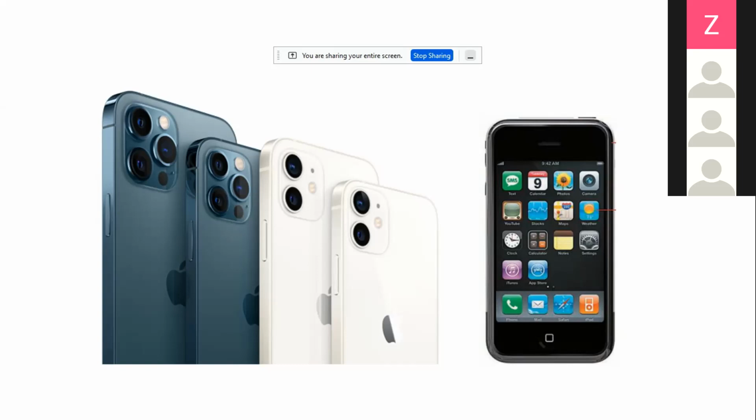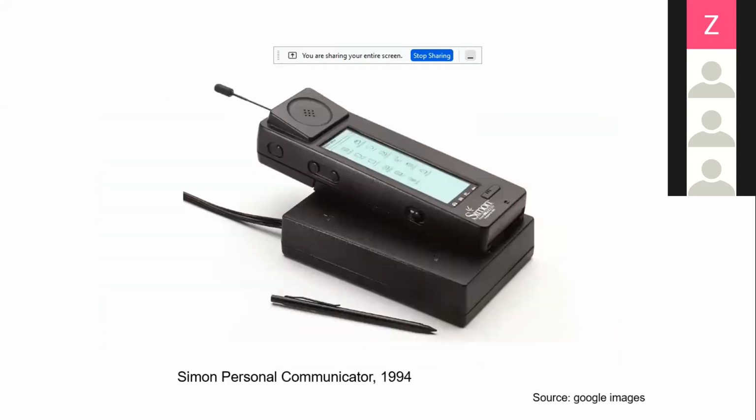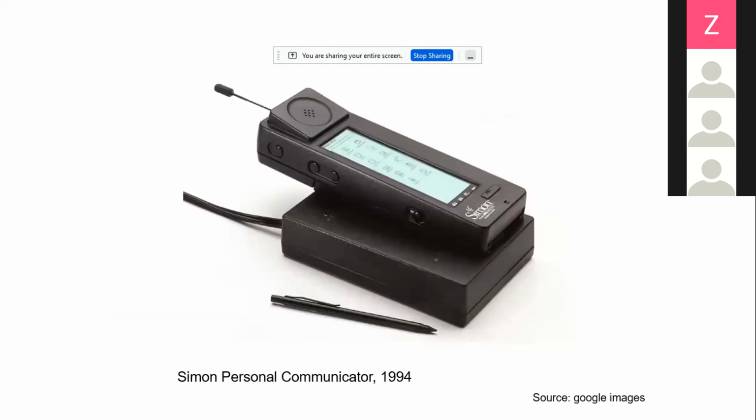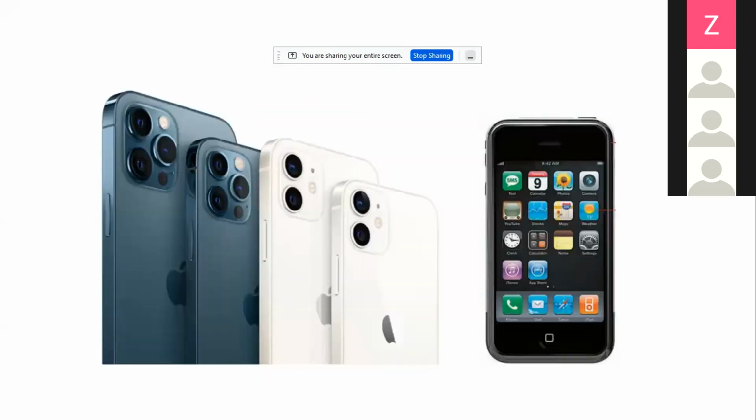So when we compare, we can probably say that the design of this is not that good. I don't like this design of the Simon personal communicator, but I like the design of the iPhone. That is maybe a general statement that we will give when we are comparing these two phones. But design is not just what appears to us visually, but it is a process which has also included a lot of creativity inside of it, because of which we now have this particular phone.